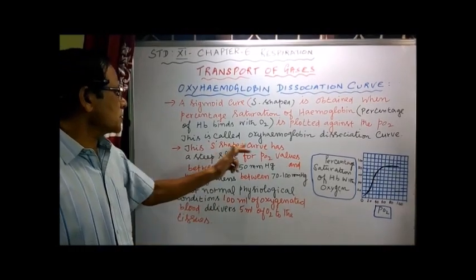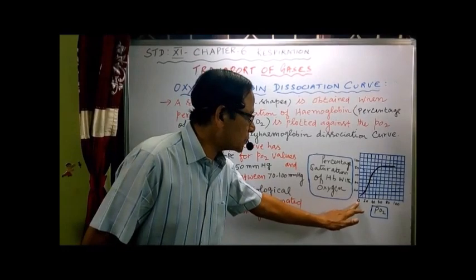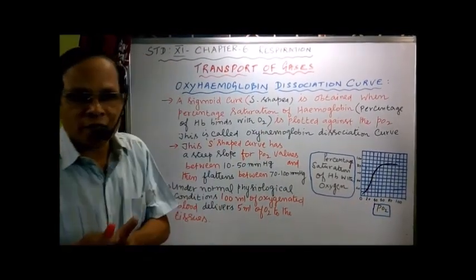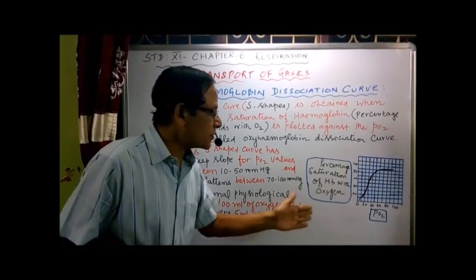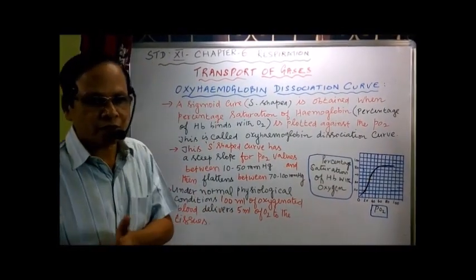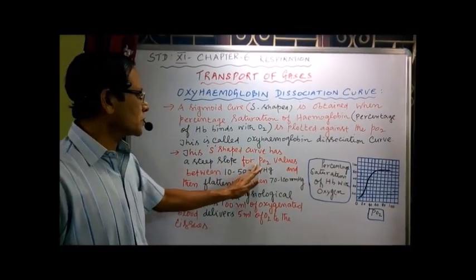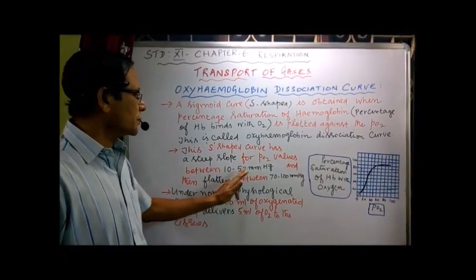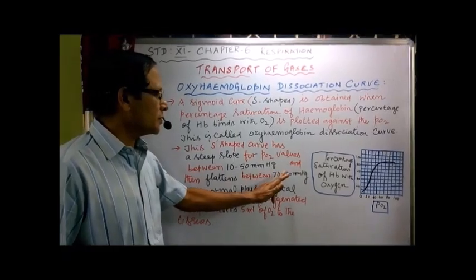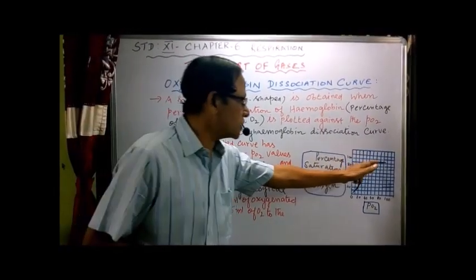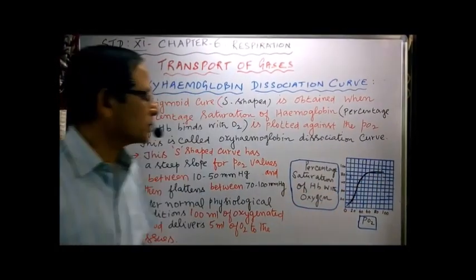This S-shaped curve has a steep slope. You see that there is a steep slope between 0 and 50, and then it becomes flattened between 70 and 100. So this S-shaped curve has a steep slope for partial pressure values between 10 and 50 millimeter mercury, and then flattens between 70 and 100 millimeter mercury. This is the steep slope between 10 and 50, and this is the flattened nature of the curve.